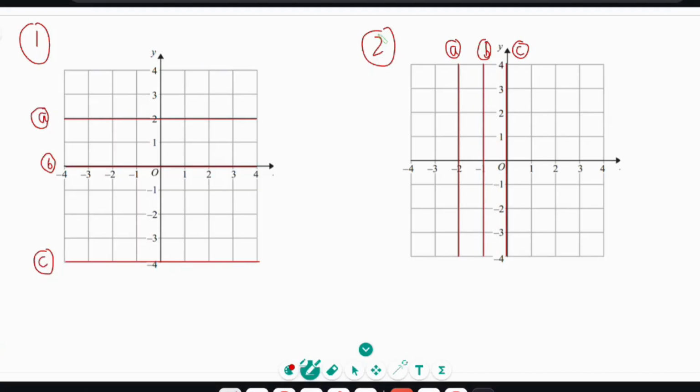Okay, we've got a couple of questions here. So for question 1, we have 3 straight lines. Can you write down the equation of the lines for question 1 and question 2? Put me on pause, unpause when you're done to see if they're correct.